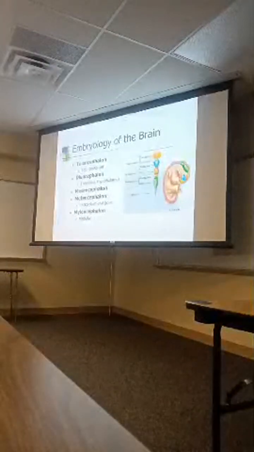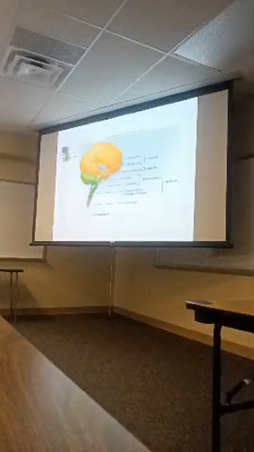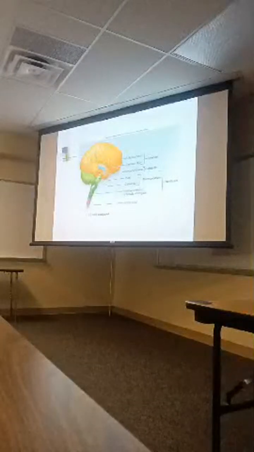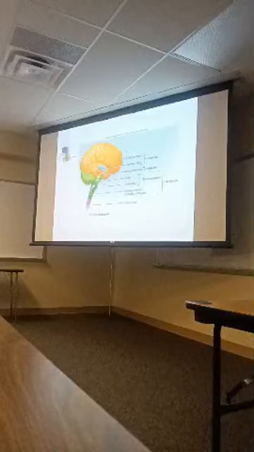So that one's showing you roughly 5 weeks of development. And then by the time we get to the adult brain, we can see the telencephalon becomes the majority of our brain. Then the diencephalon, and then the mesencephalon, that becomes the mesencephalon. The metencephalon and the myelencephalon, so those different regions.